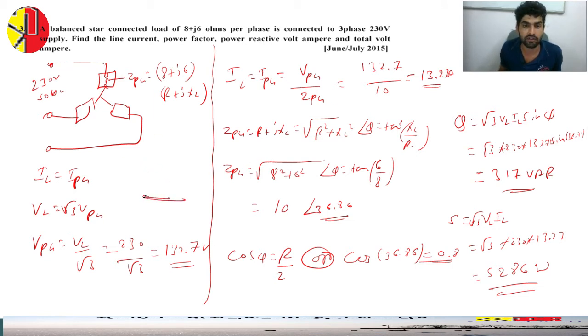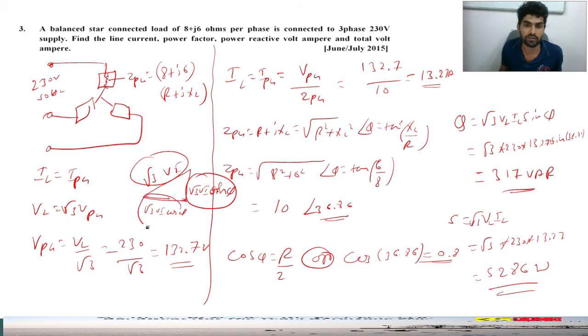How we got this reactive power and active power, I'll be discussing now. This is a vector diagram for an RL circuit. This is root 3 VI sin phi, root 3 VI cos phi. This one is root 3 VI. This is the total volt ampere. This is reactive power. This one is active power.